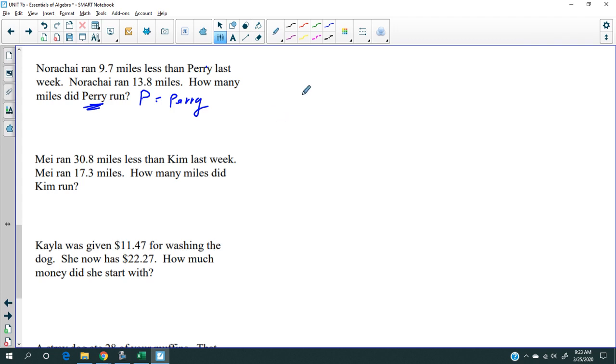Okay, let's see. Perry, so Norwich ran 13.8 miles. So that's at the end of the equation here. And here you got Perry, right? Now, Norwich ran 9.7 miles less than Perry. If you just look at this, how do you write this down, just for the left side of the equation? 9.7 less than Perry, which is 13.8.